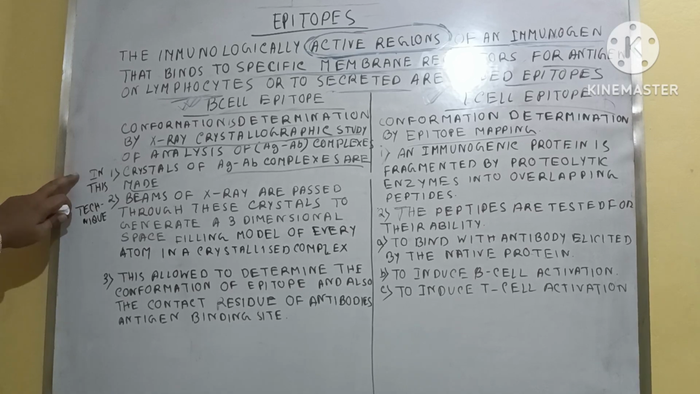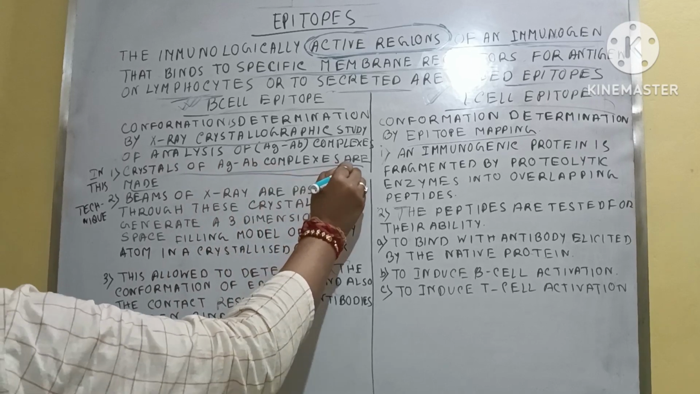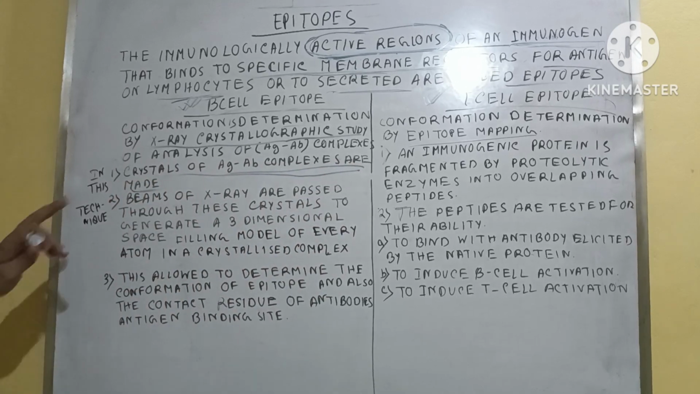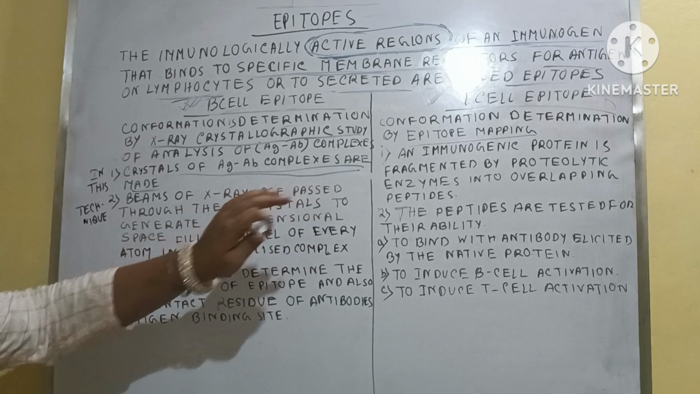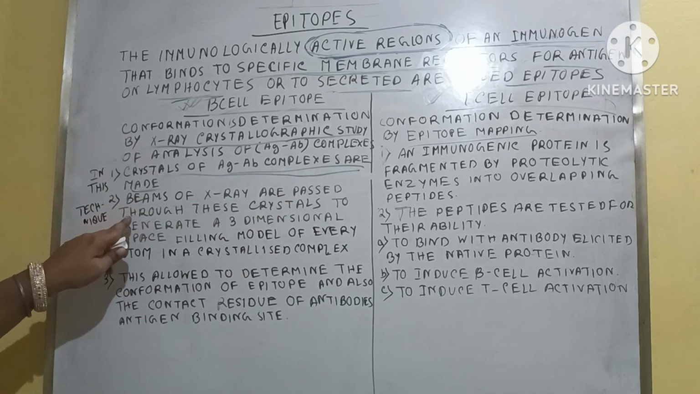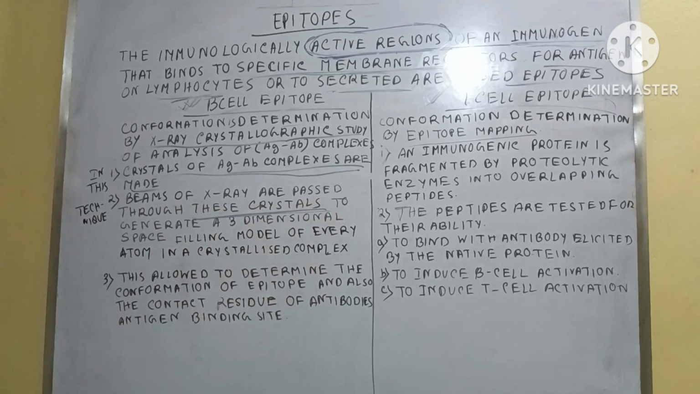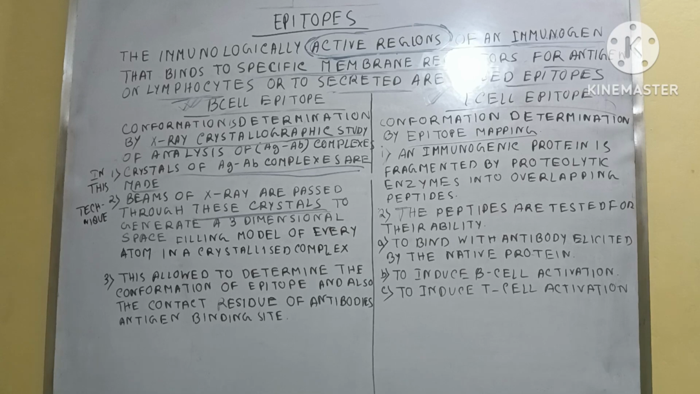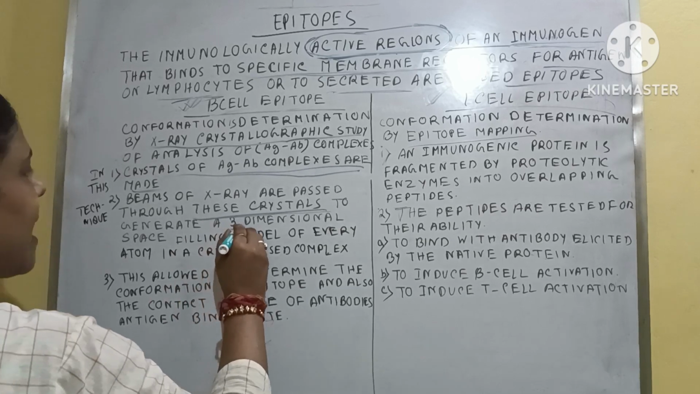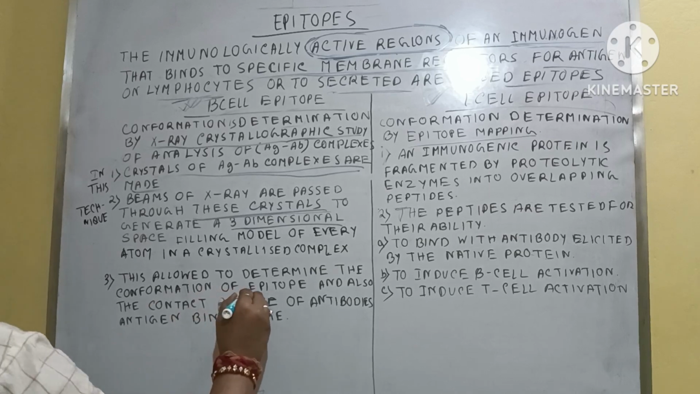In the crystallographic study, first, crystals of antigen-antibody complexes are made. Second, beams of X-rays are passed through these crystals, by which we can get a three-dimensional structure. And third, this allows us to determine the conformation of the epitope.